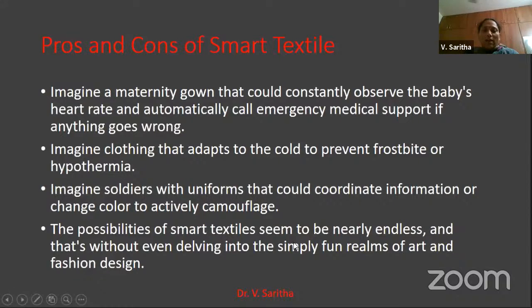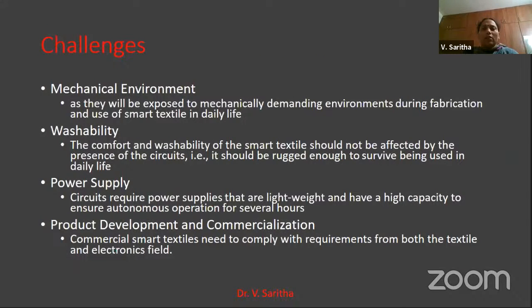So the possibilities of smart textiles seem to be nearly endless, and that's without even delving into the simply fun realms of art and fashion design. If you observe, there is no field where smart textiles are not involved. Anywhere we can use smart textiles. That is the reason why huge research is being carried out in this field. Many people are required for this, so people from different disciplines are involved in this research.